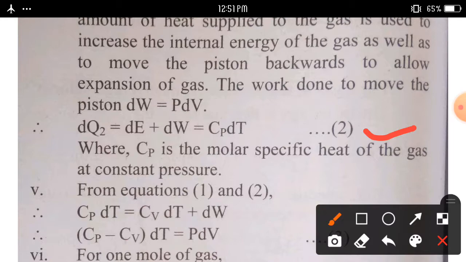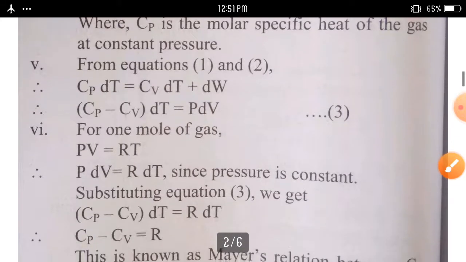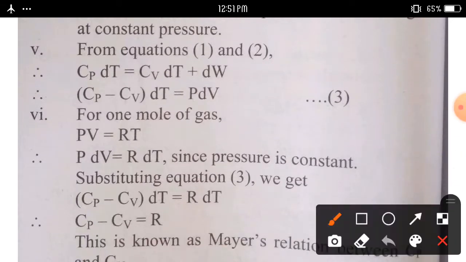From equations 1 and 2 we get C suffix P dT is equal to C suffix V into dT plus dW. Therefore, rearranging this equation, C suffix P minus C suffix V into dT is equal to P into dV. This is equation number 3.